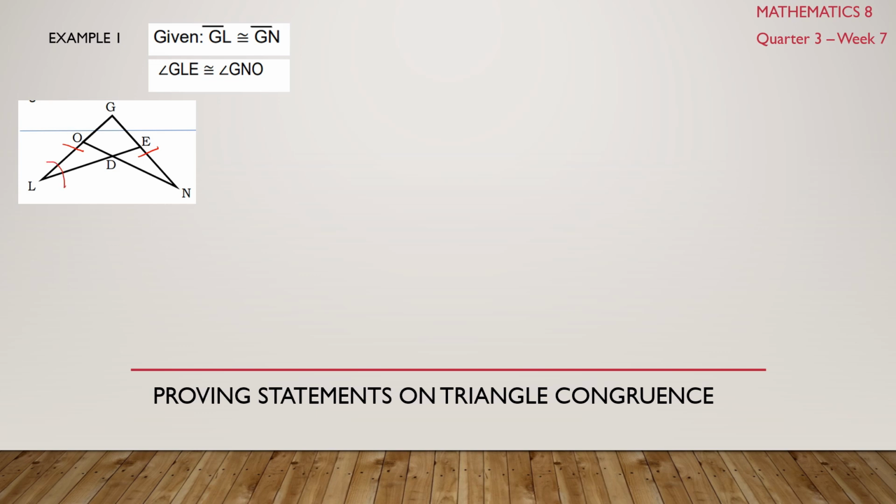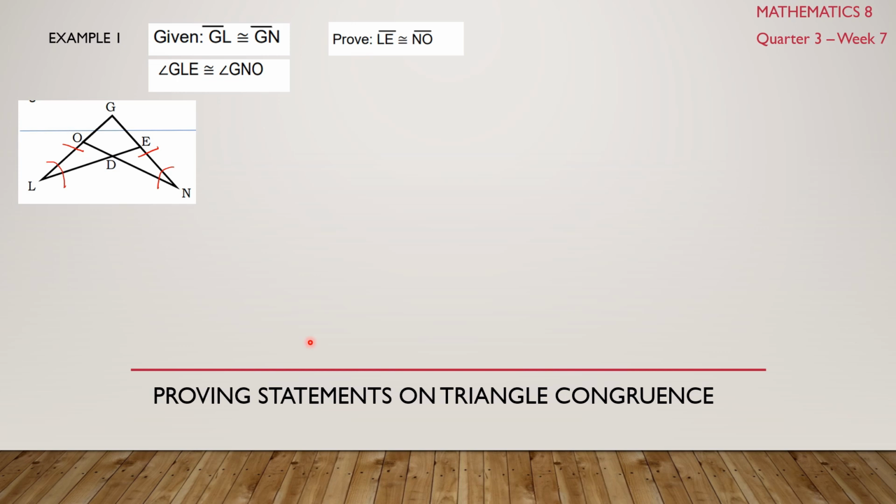So, angle GLE is congruent to angle GNO. Next, what statement are we going to prove? So, we need to prove that side LE is congruent to side NO.